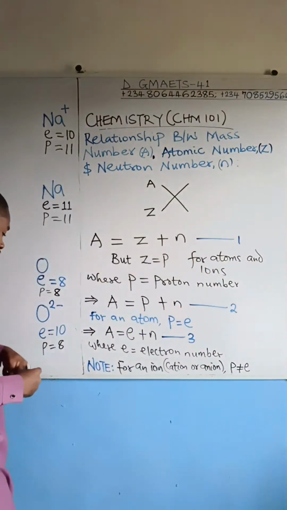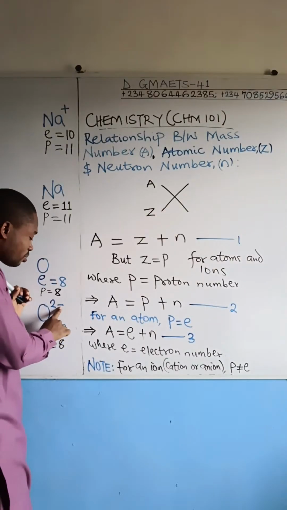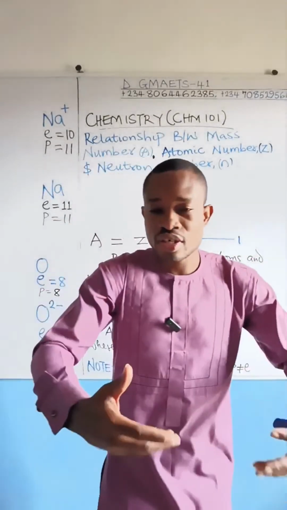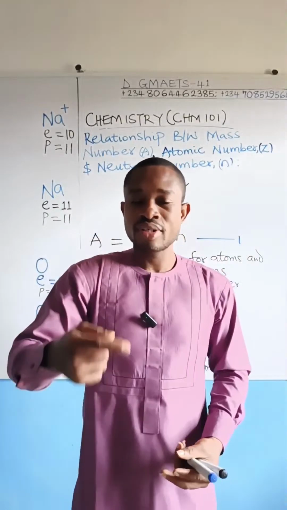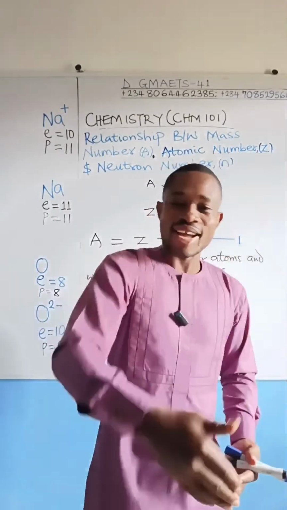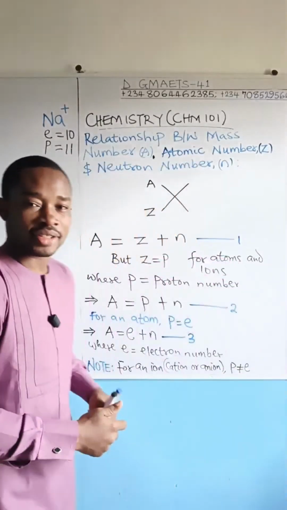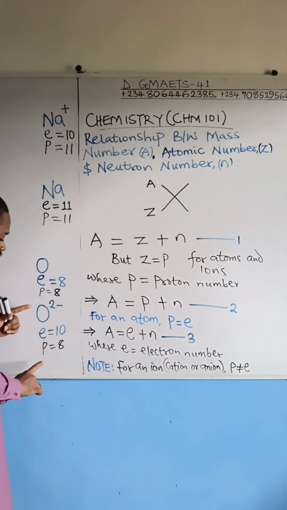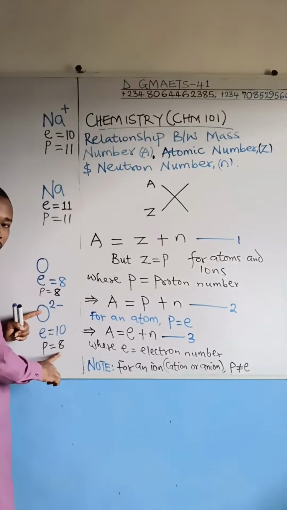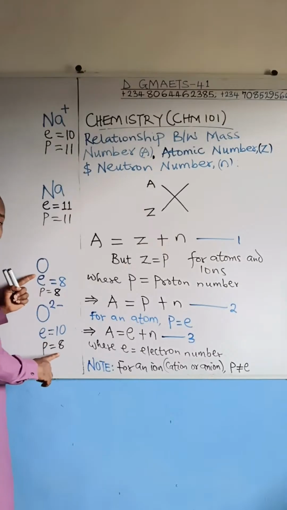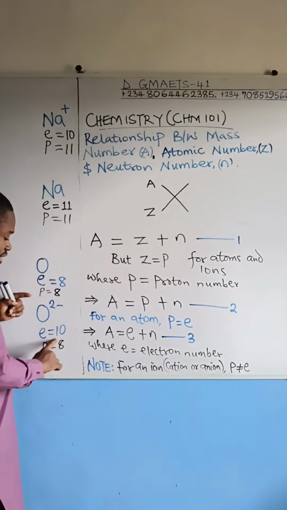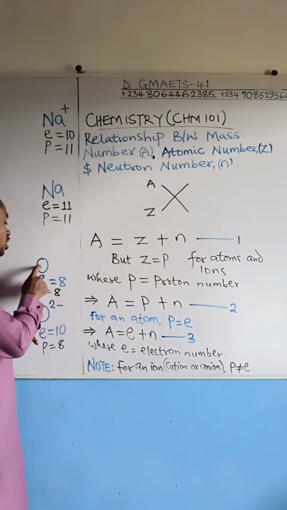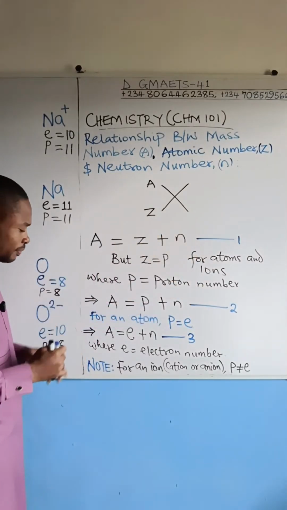So oxygen here gained 2 electrons. This minus means it gained 2 electrons. The idea is that the negative charge in the oxygen ion, which are the electrons, is greater than the positive charge, the protons, in the ionic form. So in the oxygen ion, the proton number is 8, the same as the oxygen atom. But look at the electrons. The electrons have increased from 8 to 10, because the oxygen ion is simply an oxygen atom that has reacted and gained 2 electrons.